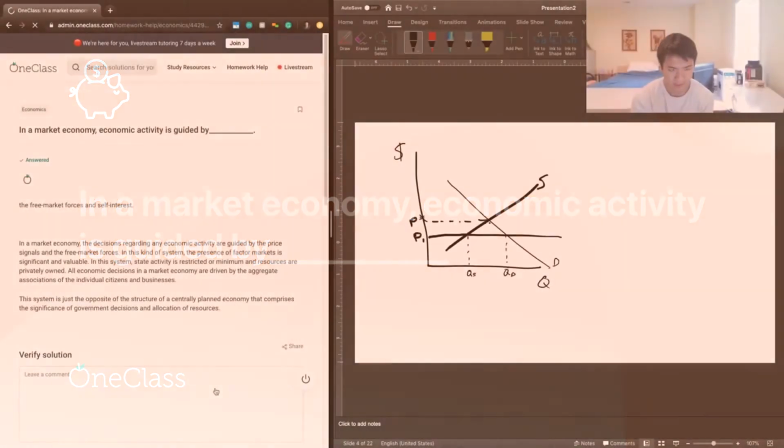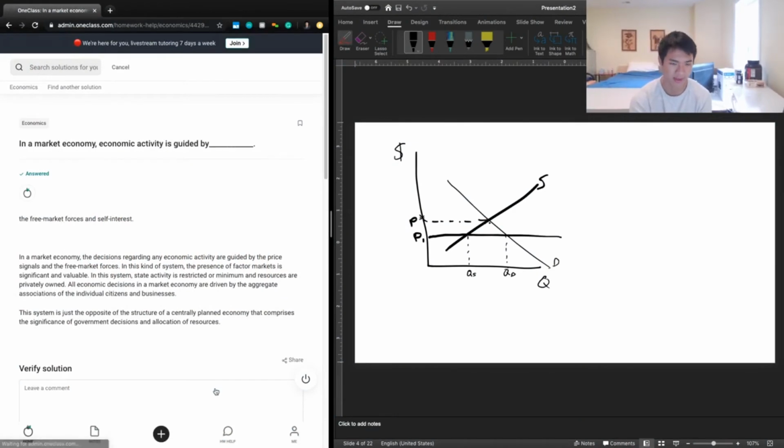Okay, so let's take a look at the next question. It says, in a market economy, economic activity is guided by which of the following? Or I guess it's not multiple choice, so it's guided by what?